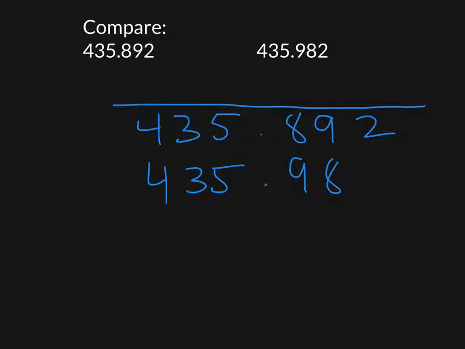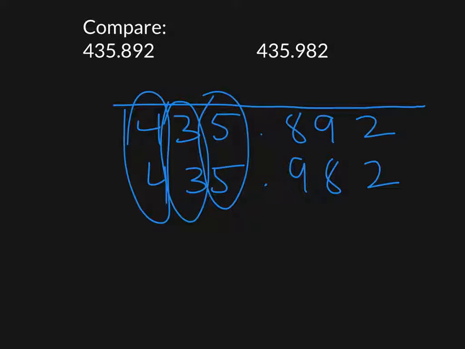And when I do that, I can see that the hundreds place is equal. The tens place is equal. The ones place is equal. And when I get down here to the tenths place, I see that this 8 is smaller than the 9. And so that means that 435 and 892 thousandths is going to be less than 435 and 982 thousandths.